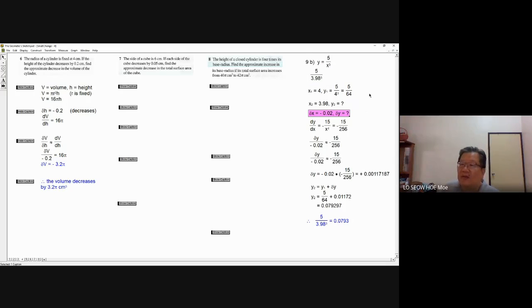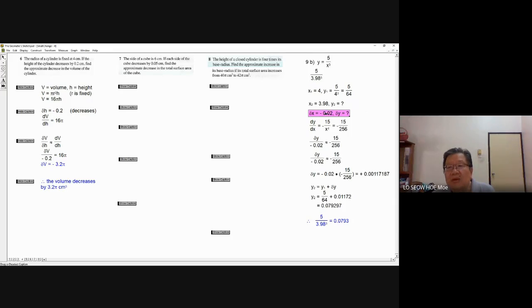3.98 minus 4. So it's actually a negative number. So it's negative 0.02. And that is my delta x. So you see, this delta x is not necessarily positive. Sometimes it can be positive, sometimes it can be negative, as you can see in this example also. It's negative. Decrease is negative.